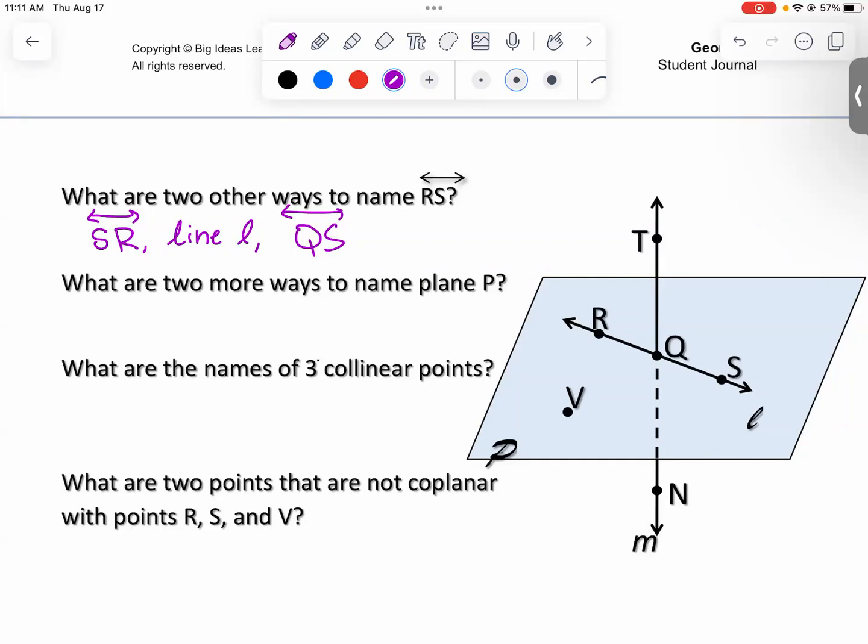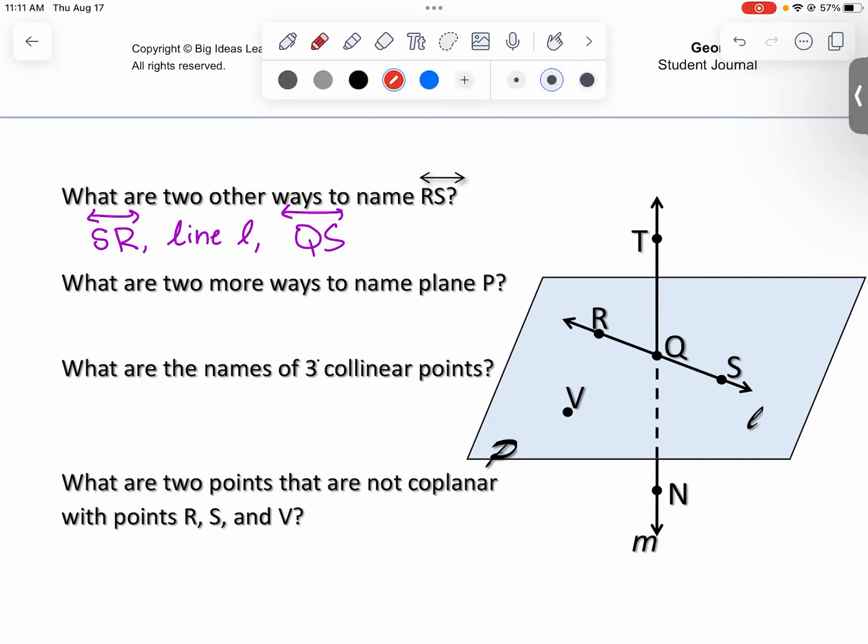That is a great question. We cannot name it RQS. If you're naming a line, it has to be only 2 points. Okay, I know that the 3 points are collinear, but it needs to be only 2. If you do this, I would dock points off of that problem. Okay, that's a good question. Thank you for asking that.